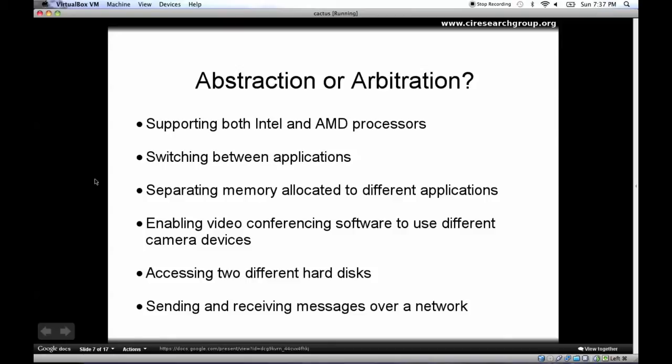Enabling video conferencing software to use different camera devices. This would be an example of abstraction. The video conferencing program just has to know how to use a camera interface that the operating system provides, and then different cameras from different manufacturers can be used without having to write the video conferencing program to be able to talk to each individual camera. Similarly, accessing two different hard disks from two different manufacturers. Any underlying detail differences between those drives can be handled by using the operating system to abstract away the details. Sending and receiving messages over a network is both abstraction and arbitration. On the one hand, we're abstracting away the details of each particular network card to be able to send and receive the message. On the other hand, we're sharing that network card among all the different applications on the system.